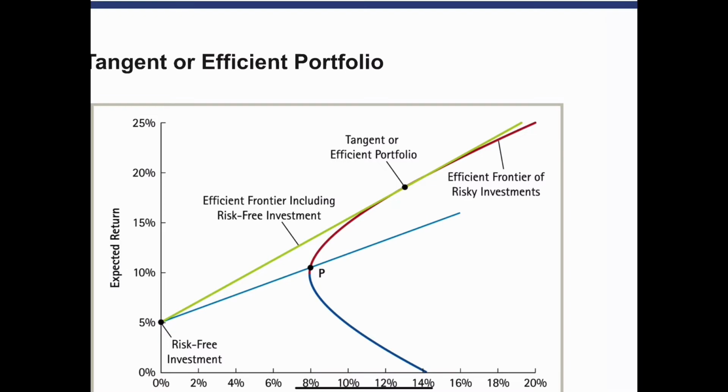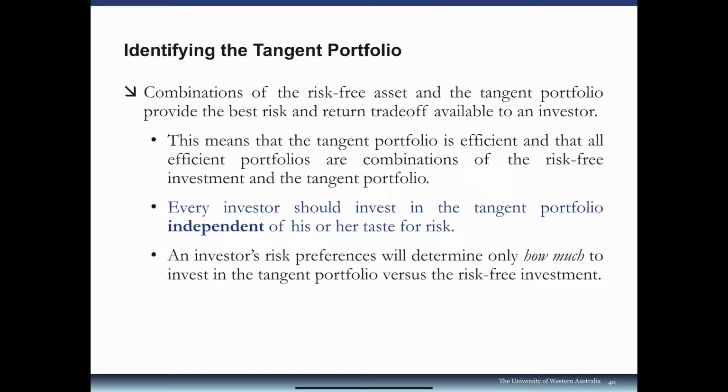So every investor should invest in this tangent portfolio, because if everyone has this information, if everyone has done finance, I mean, remember, we are going to derive a model, and this is one of the assumptions. Let's say every investor knows this, and everyone can calculate and reproduce this efficient portfolio and draw this graph. Then it makes sense for them to invest in the tangent portfolio independent of his or her taste for risk.